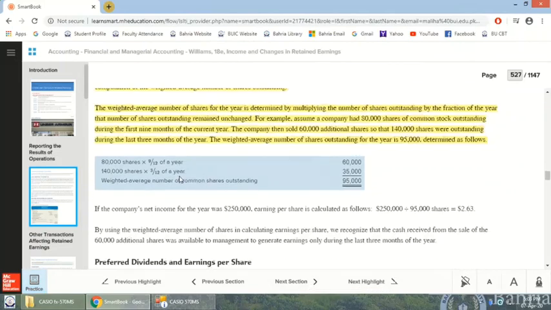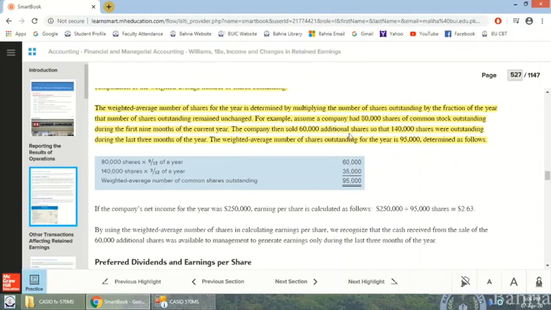For instance, let's read up on this. The company had 80,000 shares of common stock outstanding for the first 9 months of the current year, from January to September. Then for the remaining 3 months, it sold or issued 60,000 additional shares. So the total would be 80 plus 60, which comes to 140. However, out of that, 60 was for only 3 months.